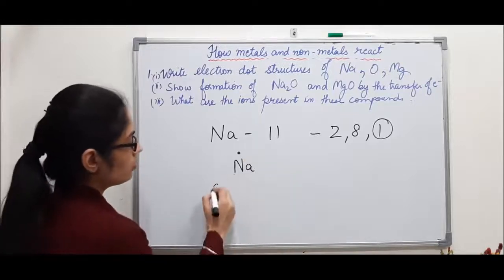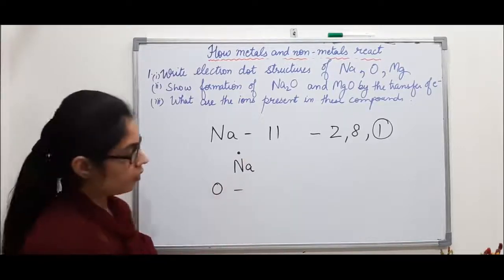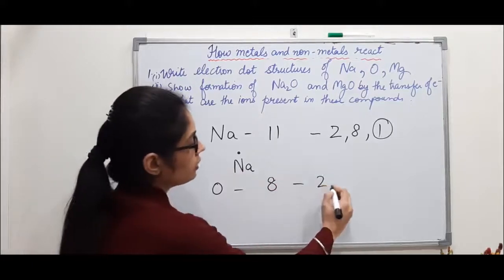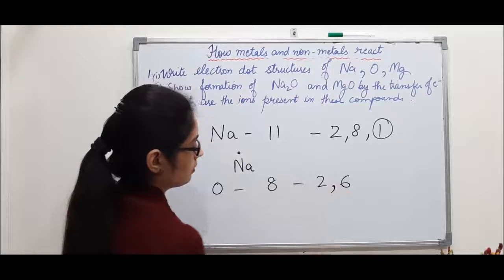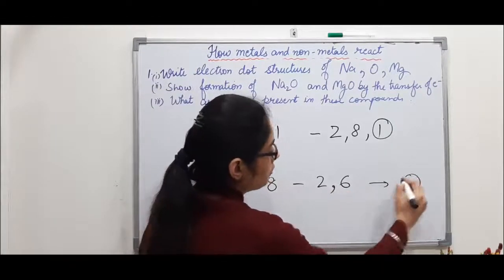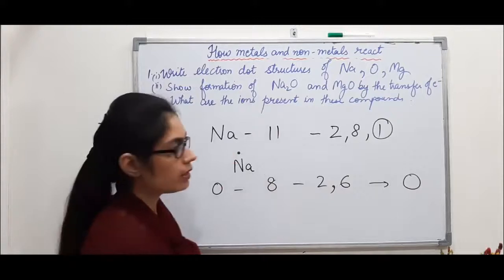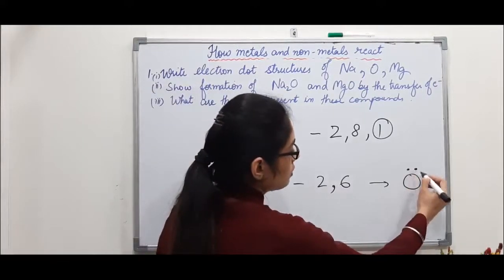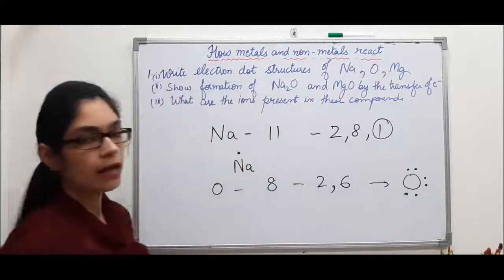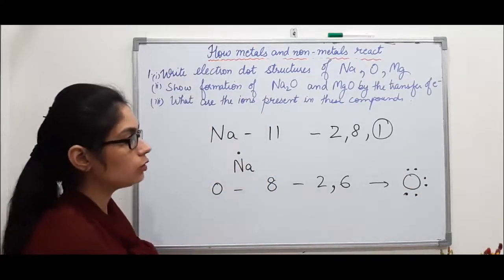Now oxygen. Oxygen, its atomic number is 8, which means its electronic configuration is 2, 6. 2 plus 6, 8. So its electron dot structure, because 6 electrons are there in valence shell, so 6 dots we can draw. These dots are indicating electrons in outermost shell.